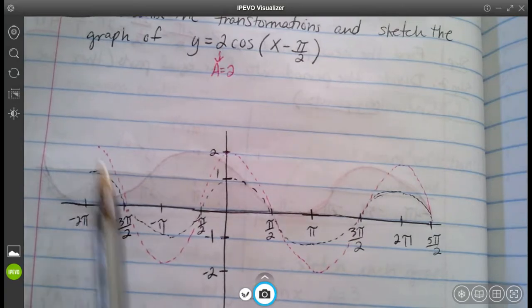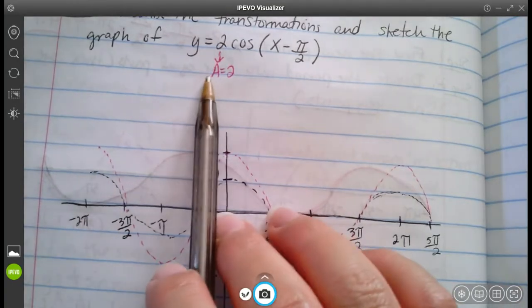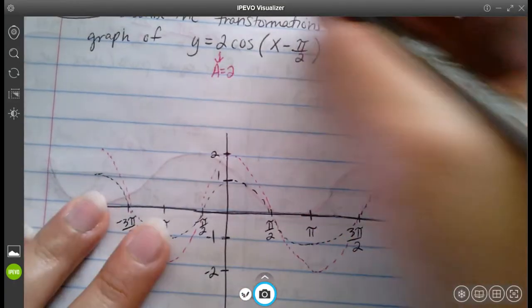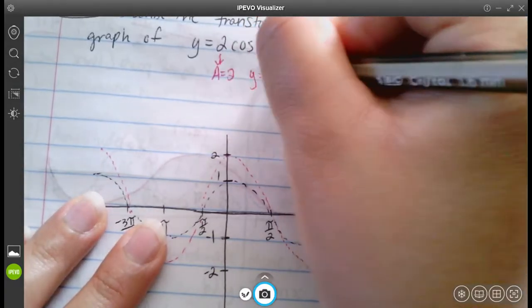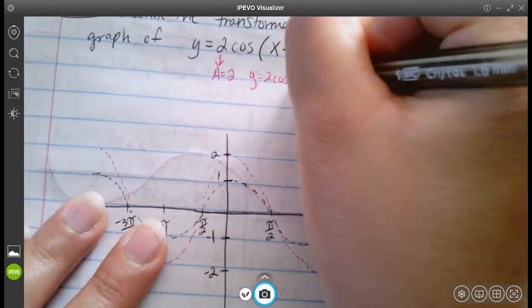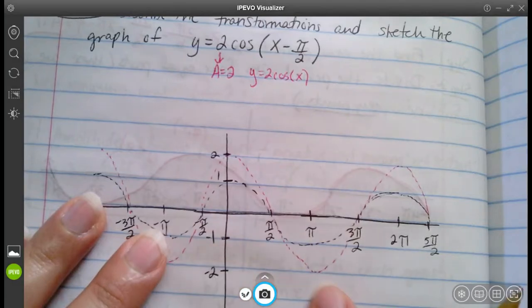All right, so the pink dashed line represents basically an amplitude of 2. You can think of it like this. This is like y equals 2 cosine x. That's the pink one.